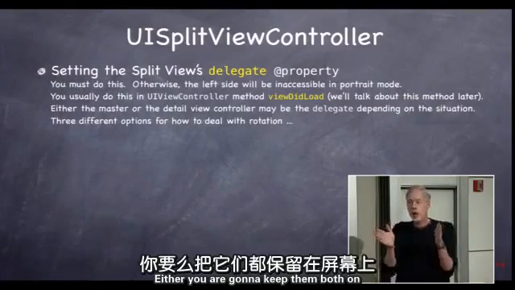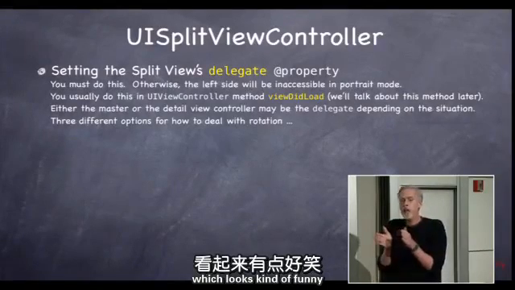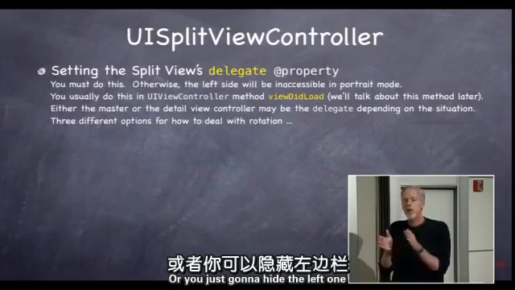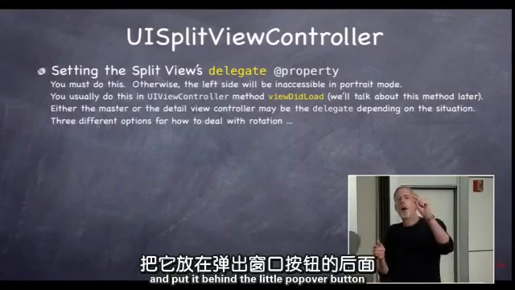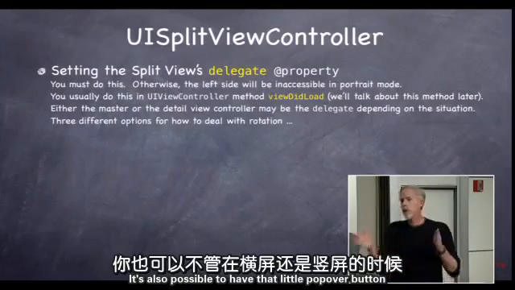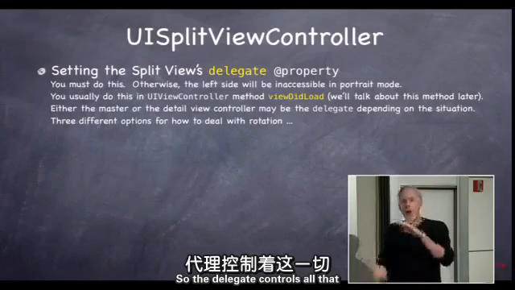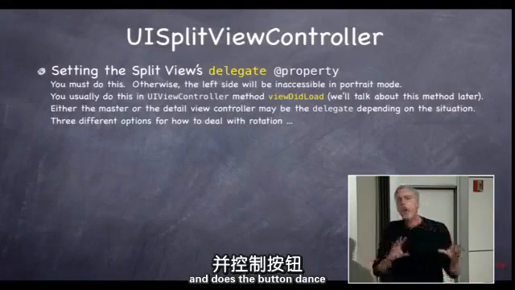Either you're going to keep them both on there and shrink them way down, which looks kind of funny, but works in some cases, like the settings on the iPad work that way, or you're just going to hide the left one and put it behind a little popover button. Right? It's also possible to have that little popover button in both landscape and portrait. And so the delegate controls all that and does the button dance, what I call the button dance, right?